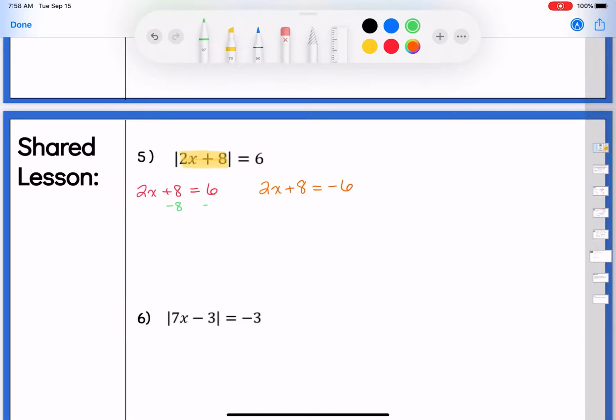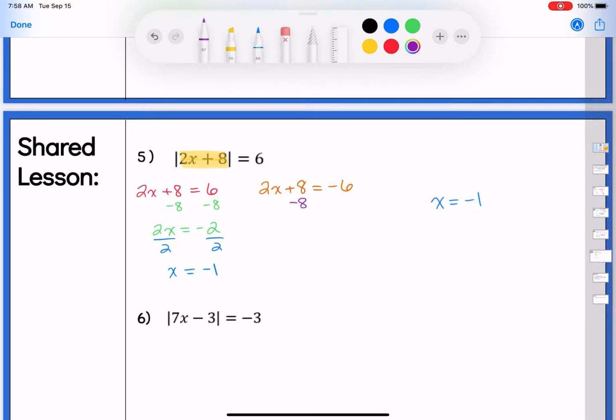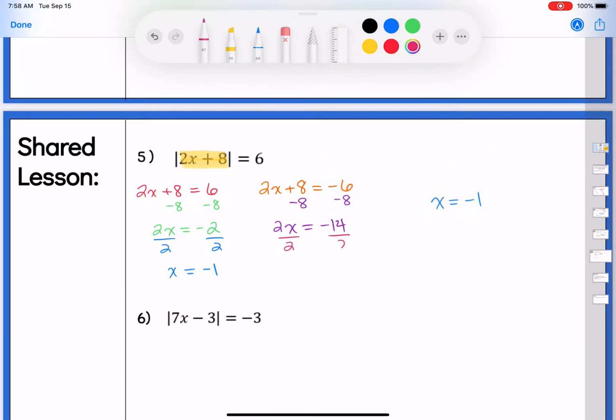So here now is a little bit more going on to solve. So I have 2x equals negative 2. And then I divide by 2. So I have x equals negative 1 as one of my possibilities. All right. Now let's find out what the other one is. I'm going to subtract 8 over here, so I get 2x equals negative 14. Divide by 2, and I get x equals negative 7. So my two possibilities on this one are negative 1 and negative 7. Again, two different numbers. Let's just double check here.